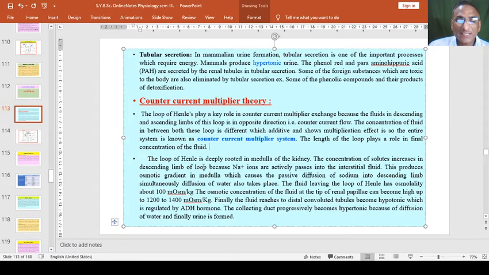The loop of Henle is deeply rooted in the medulla, because half of it is in the cortex and half is in the medulla. So the loop of Henle is definitely in the medulla region, or lower region. The concentration of solutes increases in the descending limb of the loop because sodium ions are actively passed into the interstitial fluid, and sodium is the main element in this material. This produces an osmotic gradient in the medulla. So this is the important way.